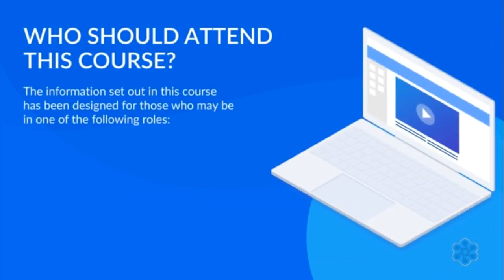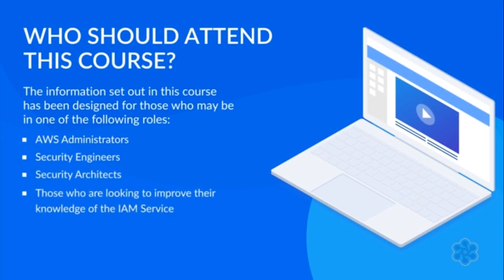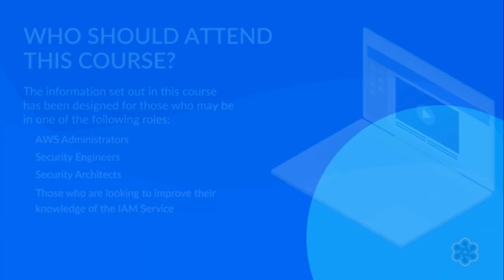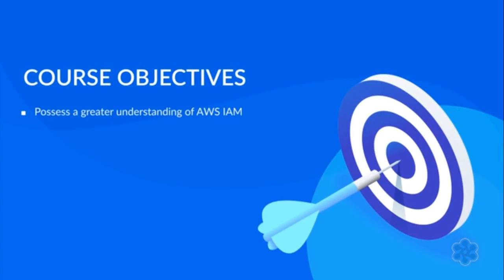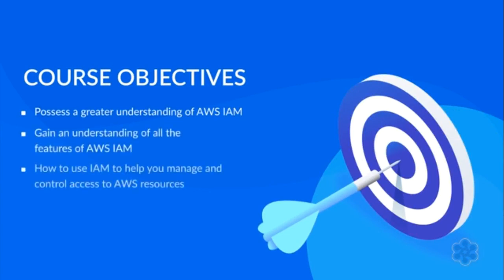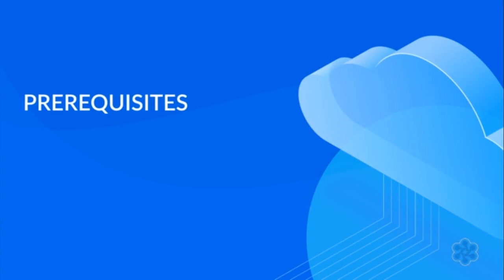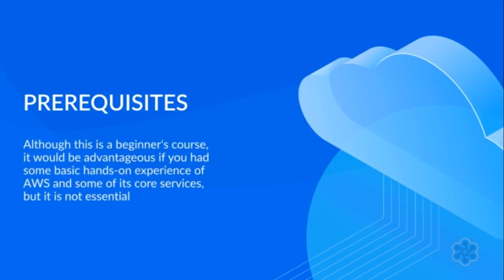The information set out in this course has been designed for those who may be in one of the following roles: AWS administrators, security engineers, security architects, and anyone who is looking to increase their knowledge of the IAM service in preparation for an AWS certification. By the end of this course, you will have a greater understanding of AWS IAM, its features, and how it's used to help you manage and control access to your AWS resources. Although this is a beginner's course, it would be advantageous if you had some basic hands-on experience of AWS and some of its core services, but it's not essential.